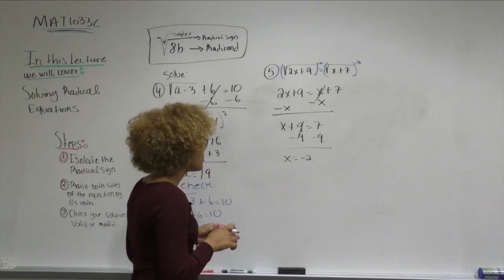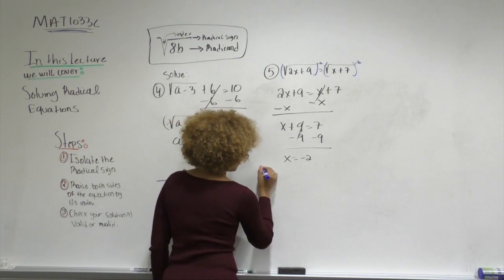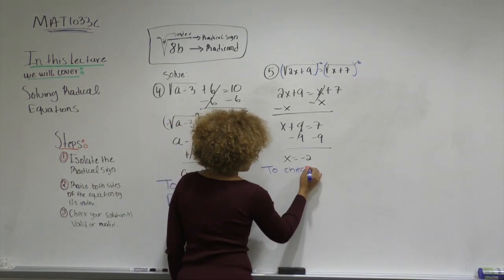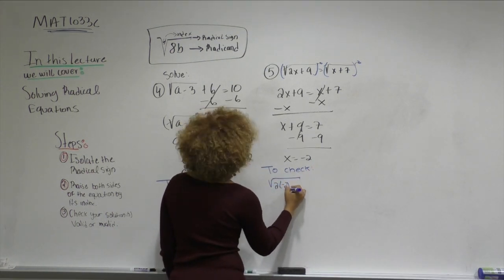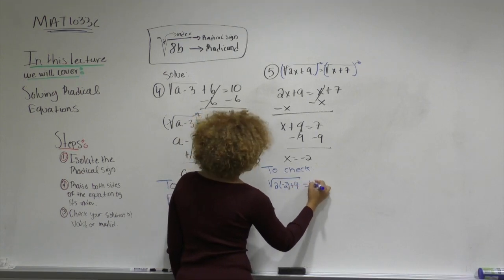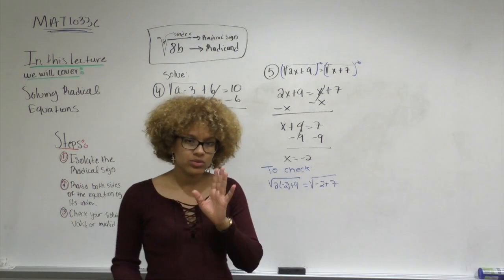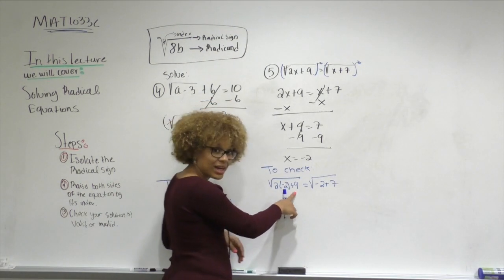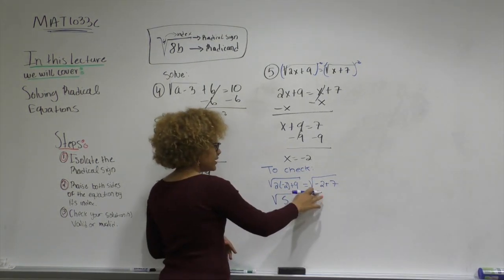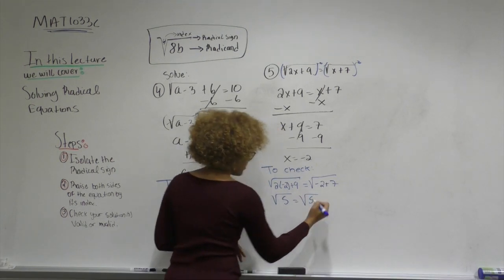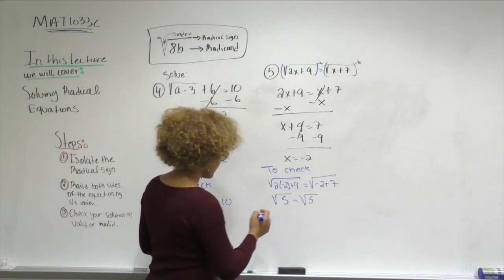Okay, I need to go ahead and check my answer to make sure this is a valid answer. And if it's not valid, simply note that it's an invalid answer. So I'm going to have square root of 2 times -2 plus 9 equals square root of -2 plus 7. 2 times -2 gives you -4, plus 9 gives you 5. Square root of 5. -2 plus 7 gives you square root of 5. So, square root of 5 does equal square root of 5? Yes. So that's a valid answer.